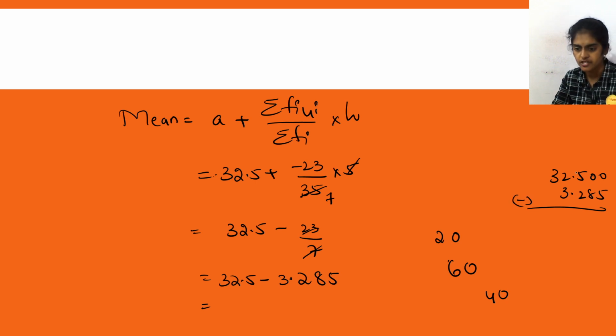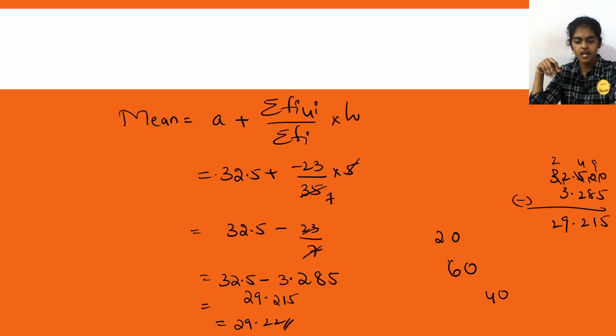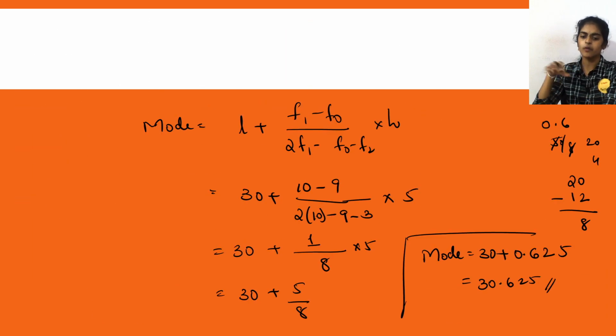So now just see how much we will get. Just subtract. You will get 29.215, or you can round it off to 29.22. So the mean is 29.22, which means the average teacher student ratio is 29.22, but the mode, the maximum frequency or maximum number, or you can say the maximum teacher student ratio here in this question, is 30.625.